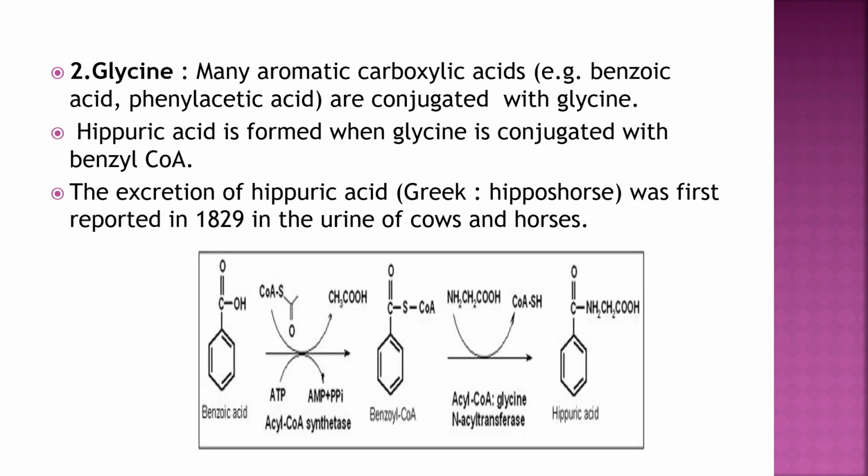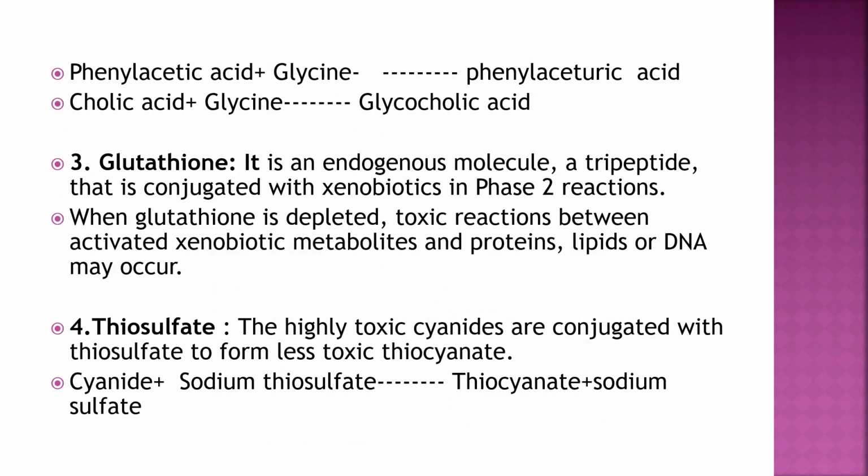Next example, glycine. Glycine is also a conjugating agent. It combines with many compounds. For example, benzoyl CoA combines with glycine to form hippuric acid. So hippuric acid is the excreted compound in cow and horse urine. Then another example, phenylacetic acid reacts with glycine to form phenylaceturic acid. Then cholic acid plus glycine is converted to glycocholic acid.